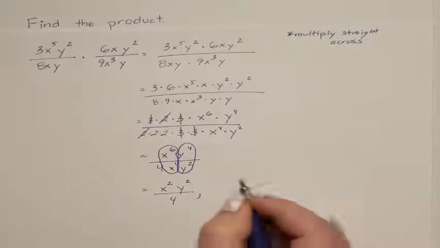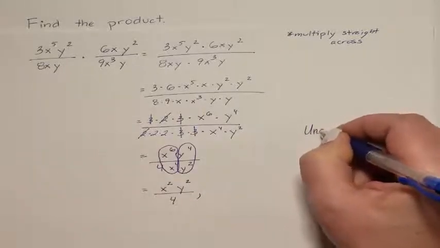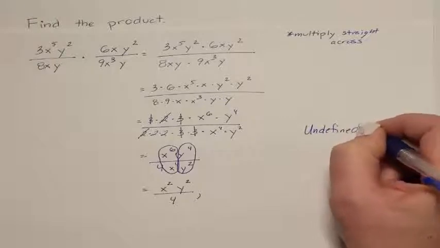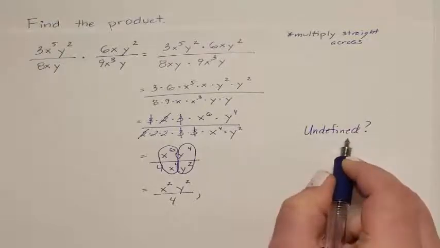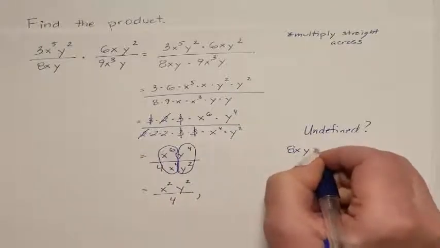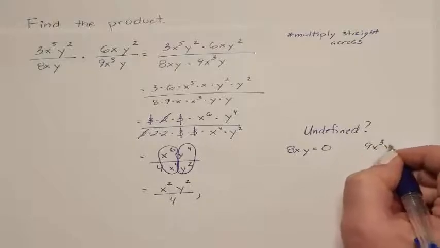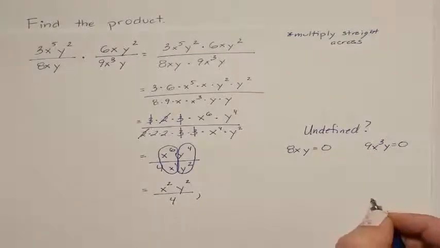But remember, there are numbers that x and y cannot be. You need to look at your undefines. When will this actually be undefined? Undefined means your denominator is 0. So either this denominator is 0 or this denominator is 0. Both cases will give us undefines.